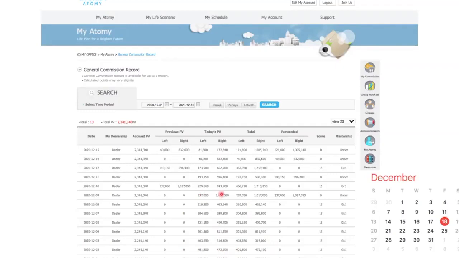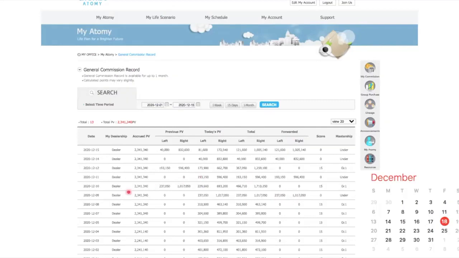On the 9th, you can see right here, it says today's PV. I had over 1 million points on my right-hand side. On my left side, I only had 237,000. So I was missing 60-something thousand points, right? Instead of the company just saying, oh, you didn't make it today, you're going to lose all those points, we'll start fresh tomorrow, those points were forwarded. You'll see up here it says forwarded, right? 237,000. So I need another little 60-something thousand to be paid.